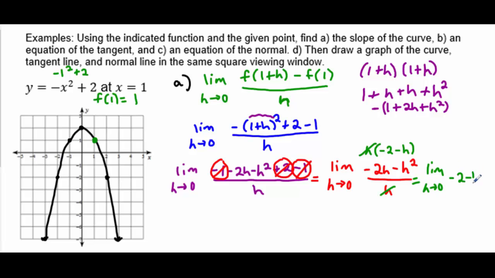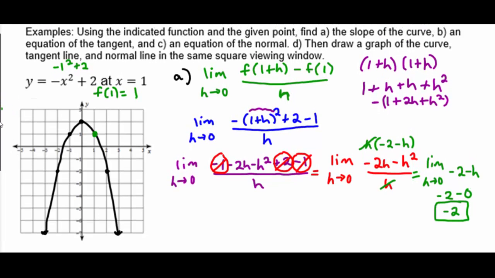negative 2 minus h. Now I don't have a reason not to plug in h because I don't have it in the denominator anymore. So if I plug in 0 for h, this is negative 2 minus 0, which equals negative 2. That is my answer to part A, and what I just found was the slope of the tangent line at x equals 1. So that's actually the really hard and involved part of this problem. B and C are much easier.